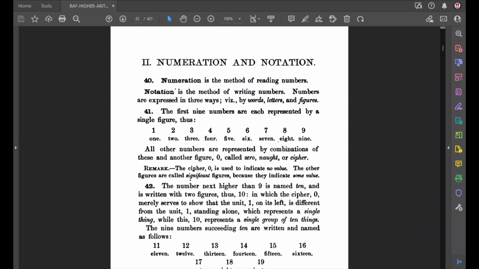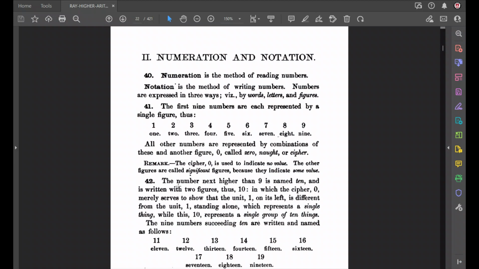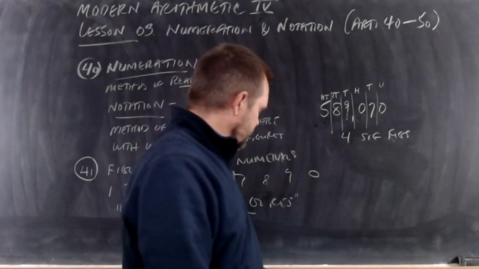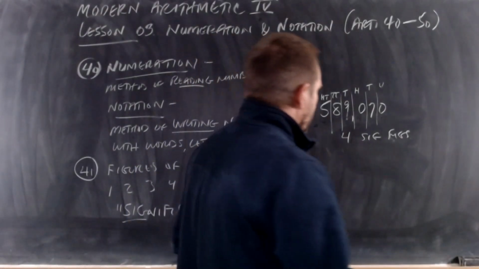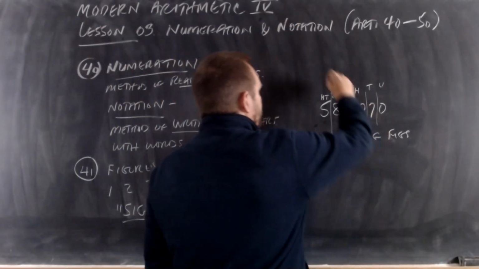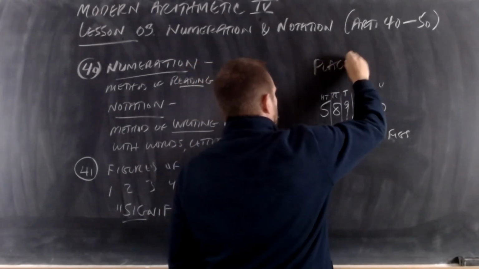Article 42. The next higher number than 9 is named 10, and it's written with 2 figures, a 1 and a 0. The 0 simply serves to show that the unit on its left is different from the unit 1 standing alone, which represents a single thing, while this, 10, represents a single group of 10 things. And so it's important for us to make sure we understand our system of numeration and notation expresses numbers by use of what are called place values.